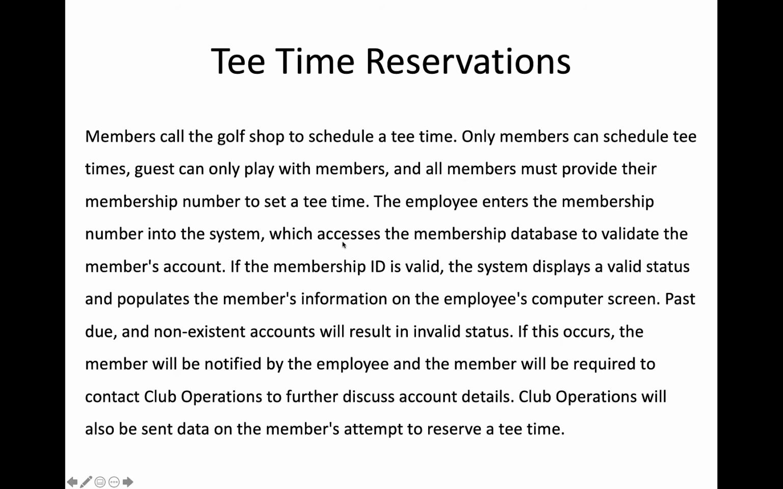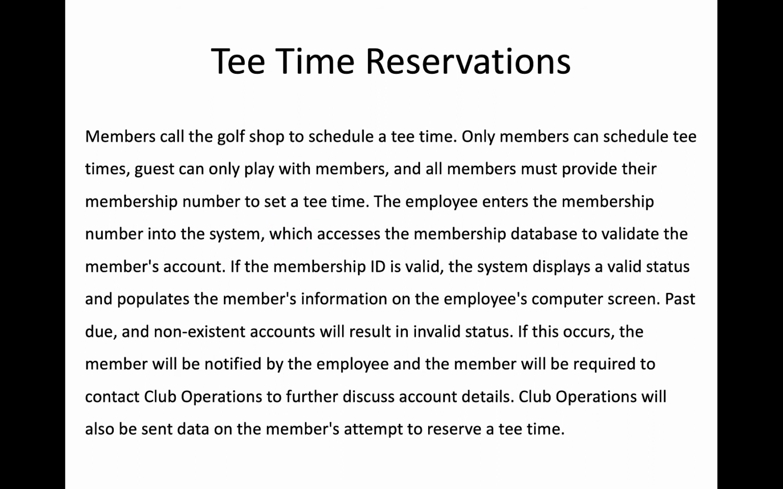Here is another activity. This one's a bit hard because the narrative isn't written perfectly, and that's certainly a real-world phenomenon you'd have to deal with. It says, which accesses the membership database. So we know this is another activity because we've got this other verb talking about accessing the member database to validate the account. But which is really referring to the system, right? So this is really saying the system accesses the membership database. That's going to be a separate activity.